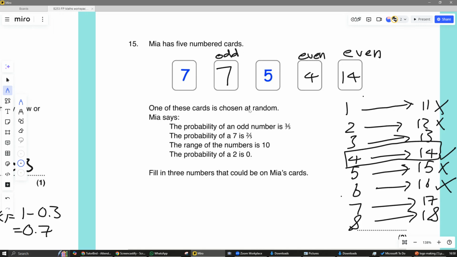Can't be 5 to 15 because they're odd. Can't be 6 to 16 because the lowest number out of all 5 would then actually be a 5. So the range wouldn't be 10. The range would be 11. Can't be 7 and 17 because they're odd. Can't be 8 and 18 because again the lowest number is 5, so the range wouldn't be 10 still. So the only option, if we include positive numbers, is 4 and 14.